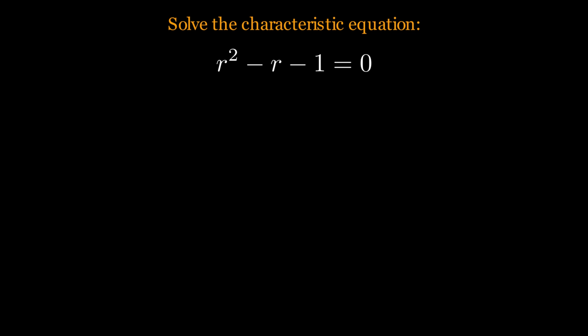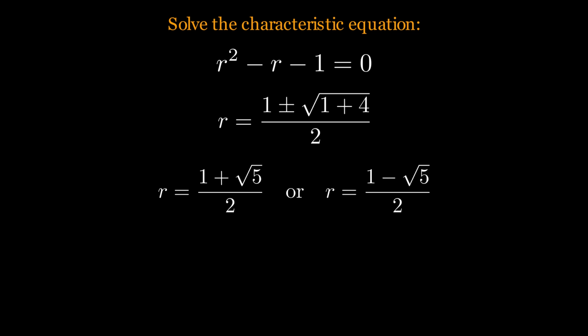Rearrange. r squared minus r minus 1 equals 0. Apply the quadratic formula. 2 roots. r equals 1 plus root 5 over 2. And r equals 1 minus root 5 over 2. These are exactly phi and psi. The two constants from last time.